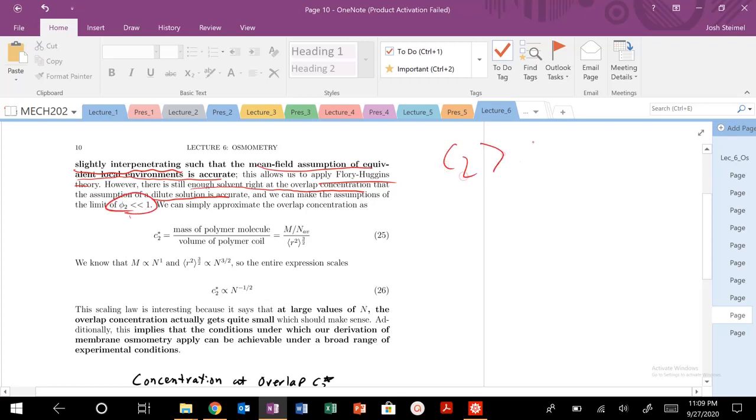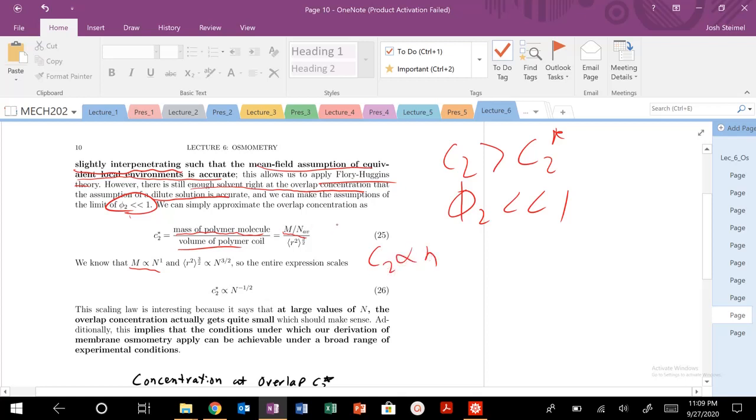So C2 must be greater than C2 star, but phi 2 must still be equal to 1. So it's not easy to hit these experimental conditions, but we have to be there in order for this theory to work. That overlap concentration is simply the mass of a polymer molecule, divided by the volume of that polymer coil, as we dealt with before. We know that m is proportional to n, to the first power here. So let's look at how C2 star scales with n.